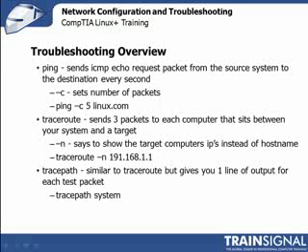The next command is traceroute. And this works by sending 3 packets to each computer that sits between your system and the target system. The -n option says to show the target computer's IP instead of the host name. Tracepath is a similar command, but it gives you one line of output for each test packet, and this can make the output a little longer.